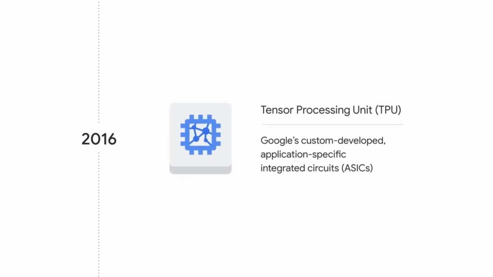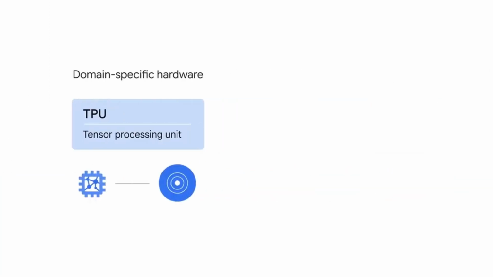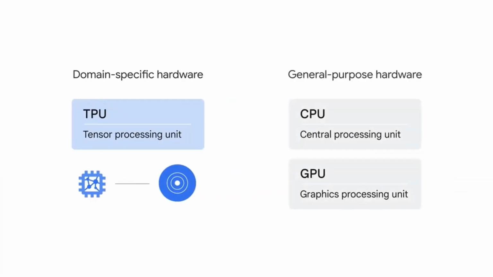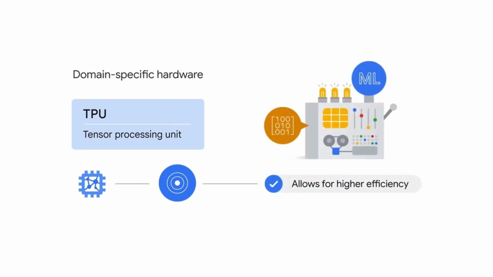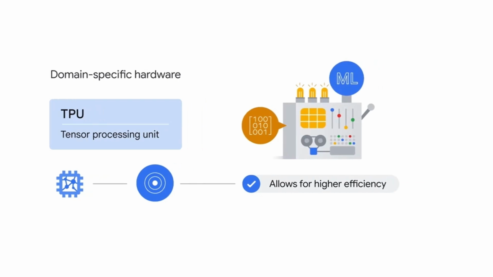TPUs are Google's custom-developed, application-specific integrated circuits, ASICs, used to accelerate machine learning workloads. TPUs act as domain-specific hardware, as opposed to general-purpose hardware with CPUs and GPUs. This allows for higher efficiency by tailoring the architecture to meet the computation needs in a domain, such as the matrix multiplication in machine learning.